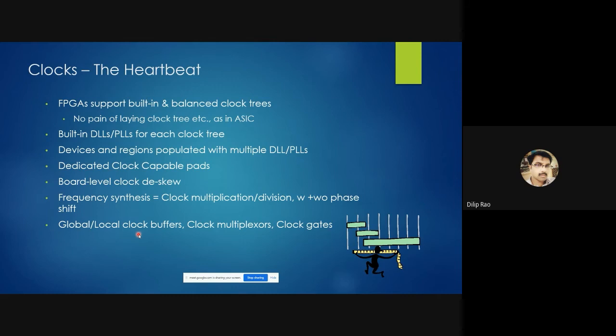Then we have clock multiplexers. Clock multiplexers are a very critical resource in an ASIC design. There will be multiple clocks coming into play, and there may be a scenario where clock switching is needed. Adding logical multiplexers on a clock path is not ideal for an FPGA design, so that has to be handled.